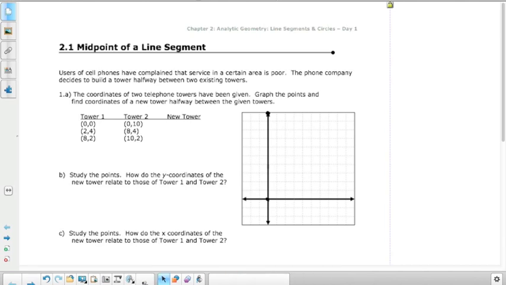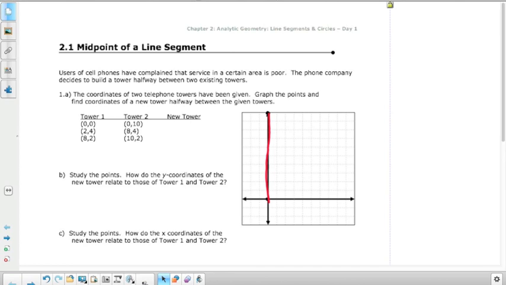So what we want to do is find the middle of those two points. If we treated the distance between these two points, or we connected it, we have our line segment. So what we're looking for is how can we find the middle of that line segment? You can do the same on yours, plot your points, 0, 0 and 0, 10. How do you find the middle of that line?